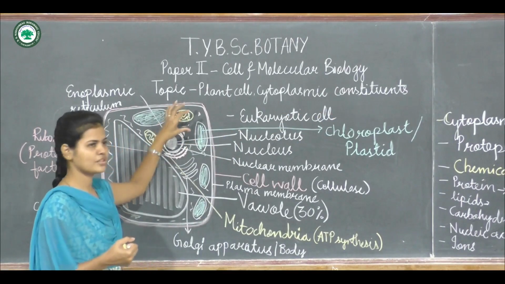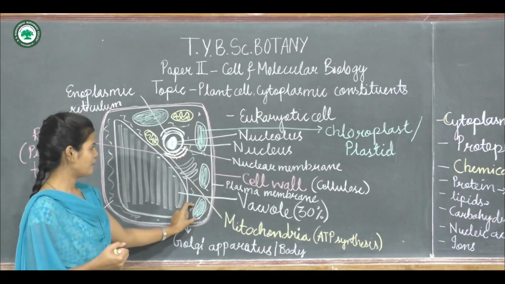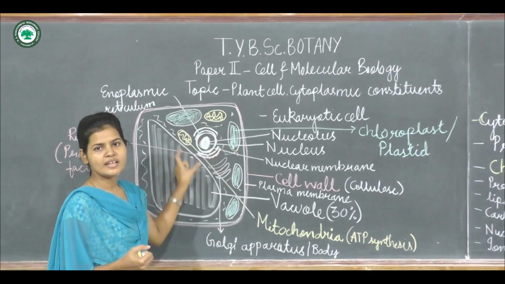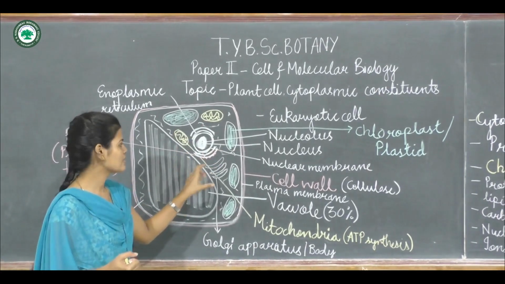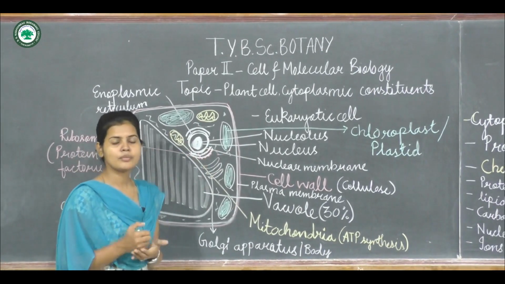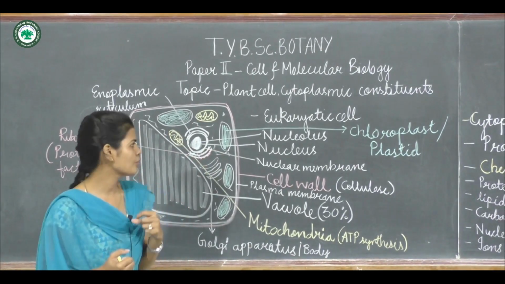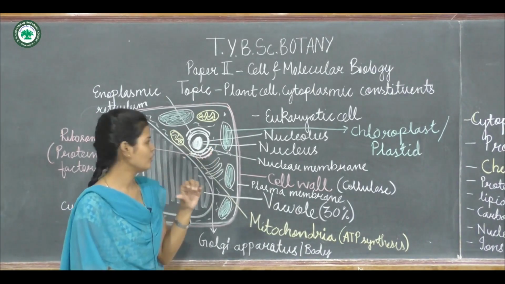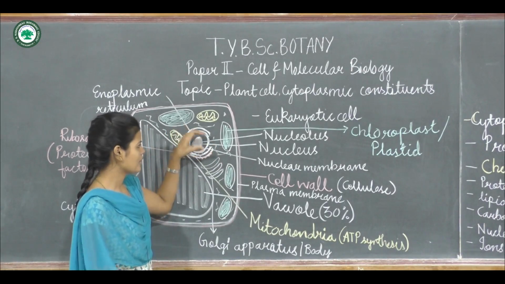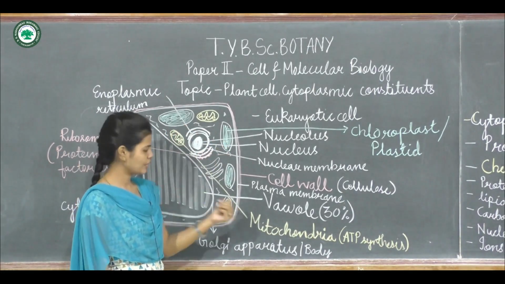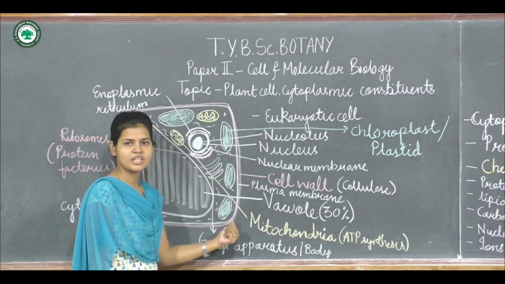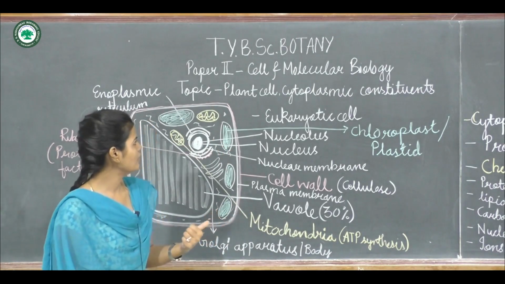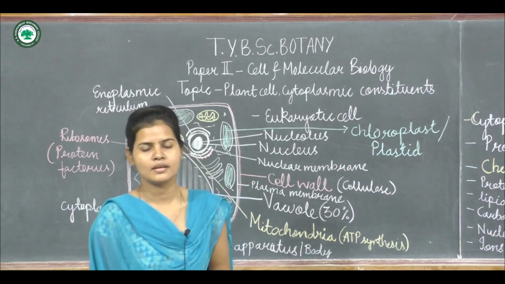Now in this lecture we have just seen the different constituents, or we can say the cytoplasmic organelles or the cell organelles. From the further lectures we are going to start with a particular organelle. Suppose in the next lecture we are going to study about the cell wall. So this is about the plant cell. Thank you.